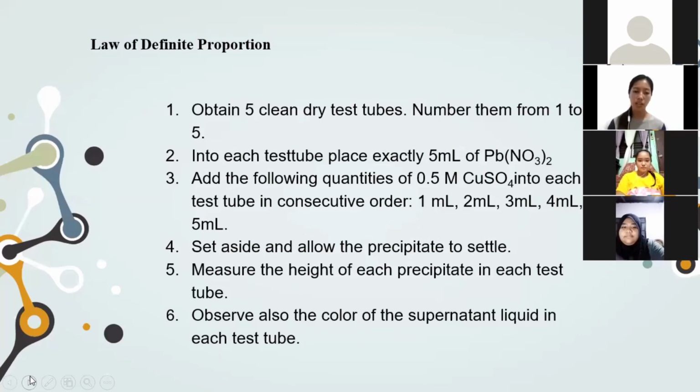Step number 4, set aside and allow the precipitate to settle. Number 5, measure the height of each precipitate in each test tube. And number 6, observe also the color of the supernatant liquid in each test tube.